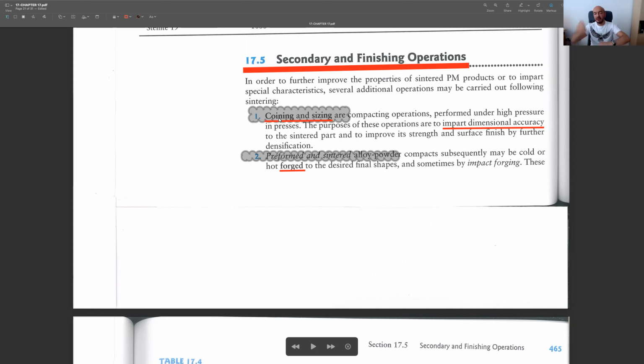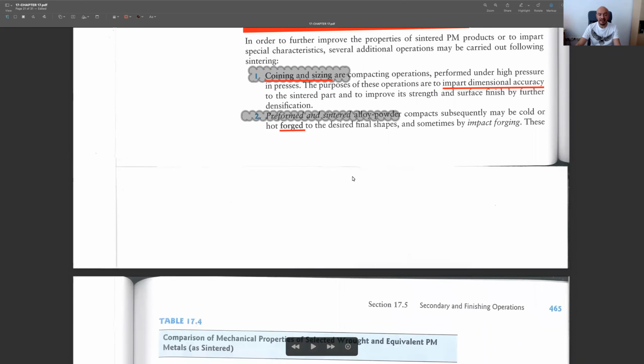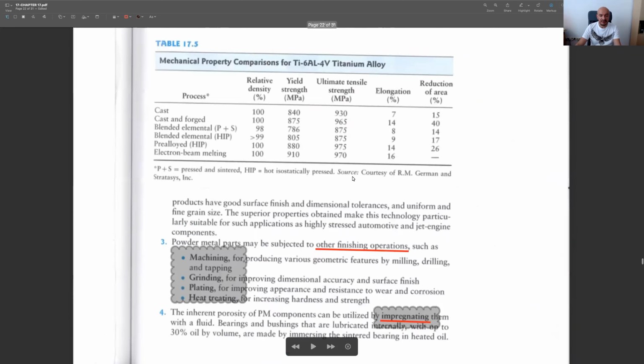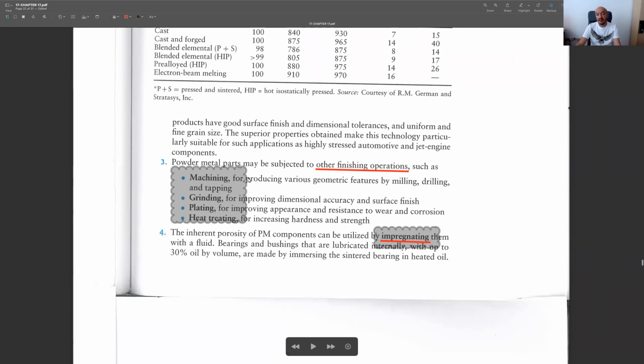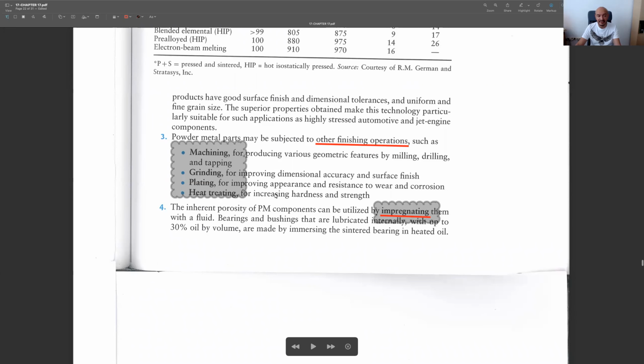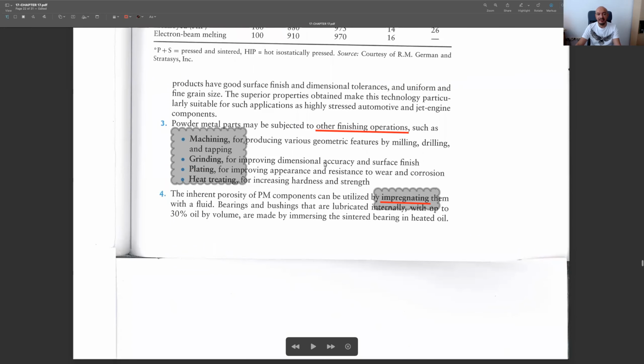It's very similar to the forging operation we discussed, the coining operation. Obviously, this one increases the dimensional accuracy. Or you may do some extra sintering and do some hot forging. Again, the dimensional accuracy will be improved. Later, or as an alternative to the first two, you may do machining, grinding, plating, heat treating. So they will have different advantages.